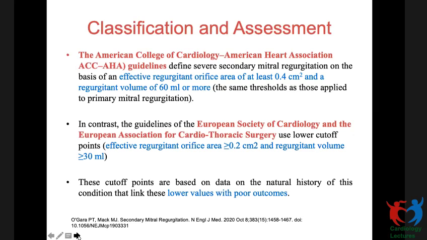30 ml for severe, because maybe the European Society thought that even a small orifice area of 0.2 centimeter square with regurgitant volume itself is sufficient to consider a case of mitral regurgitation as severe if it is secondary. These cutoffs are based on the data on natural history of this condition that link these to lower values. Regurgitant volume of 30 or less is mild, 30 to 60 is moderate, more than 60 is severe. So you have to remember this.